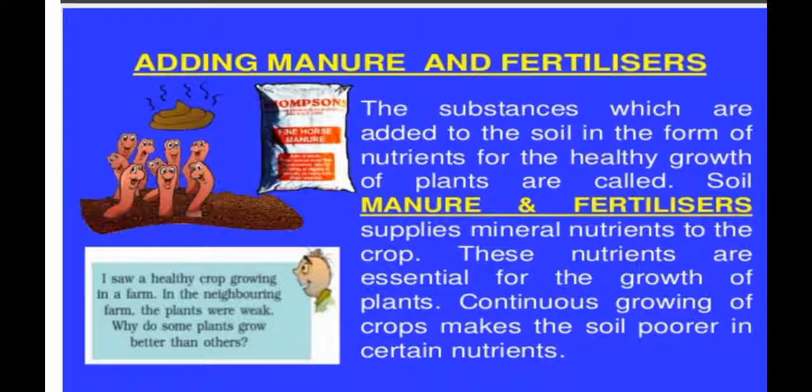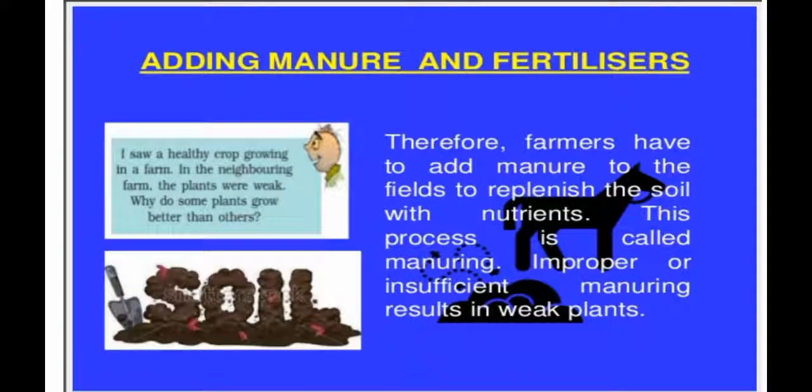This gives the crops the minerals and nutrients needed by them, and continuous growing of crops makes the soil poor in certain nutrients. Meaning we are continuously using the soil for production, so for that reason some nutrients will be lost. Those nutrients we supply through manure and fertilizer.